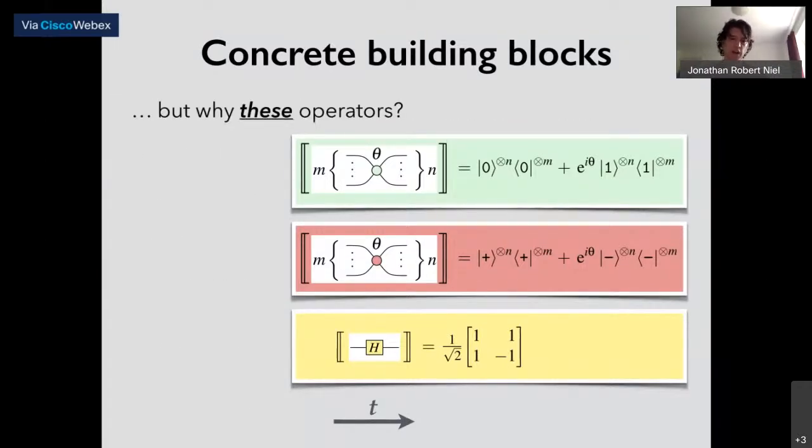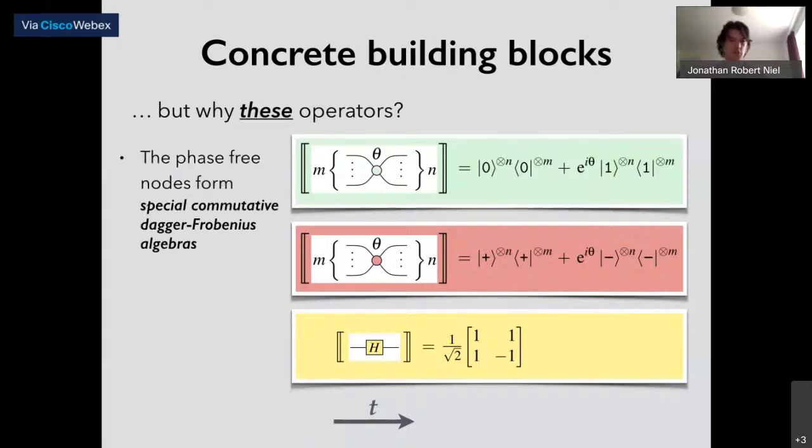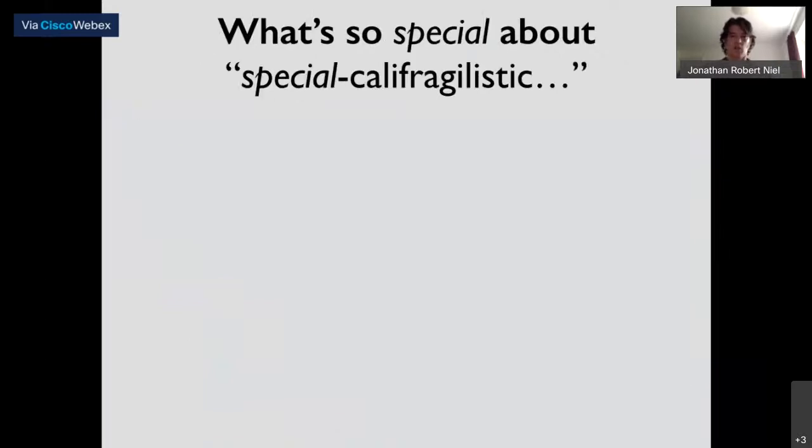Okay. Why are these operators? You might ask if you were coming from it afresh. The answer that's sometimes given is that the phase-free nodes form special commutative dagger-Frobenius algebras. And if you know what these things are, this is sort of reason for celebration. These are well-liked things, but for people who don't come from these foundations of logic background, some explanation is needed. So what's so special about these special commutative dagger-Frobenius algebras?